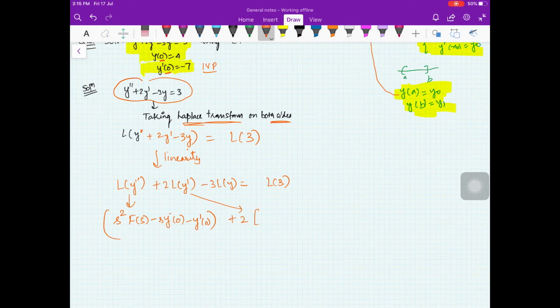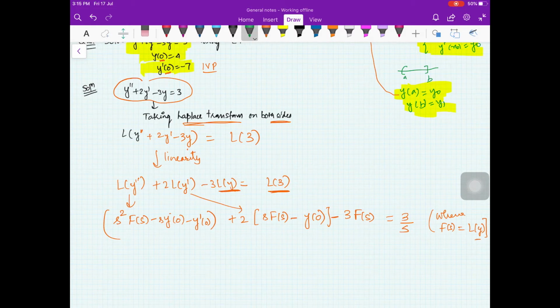Here you again use this: L of y dash will be s into F of s minus y of 0, and L of y we are calling F of s. It's your choice. If you don't want to call it that, you can just keep it as L of y. So this is equal to 3 by s, because L of 3 will be 3 by s. And our aim is to find out y.